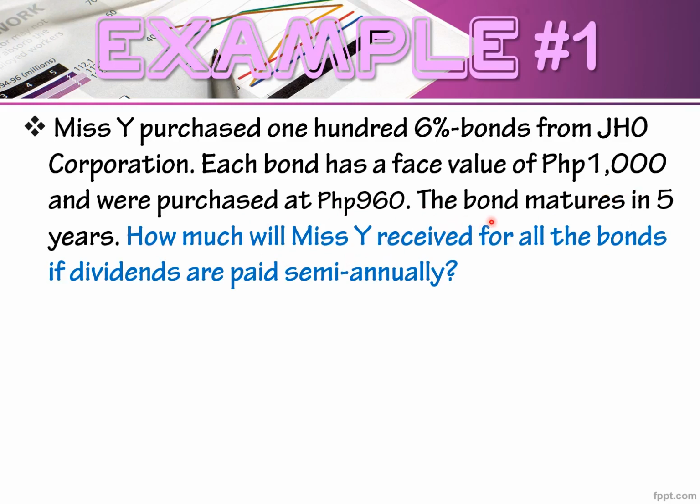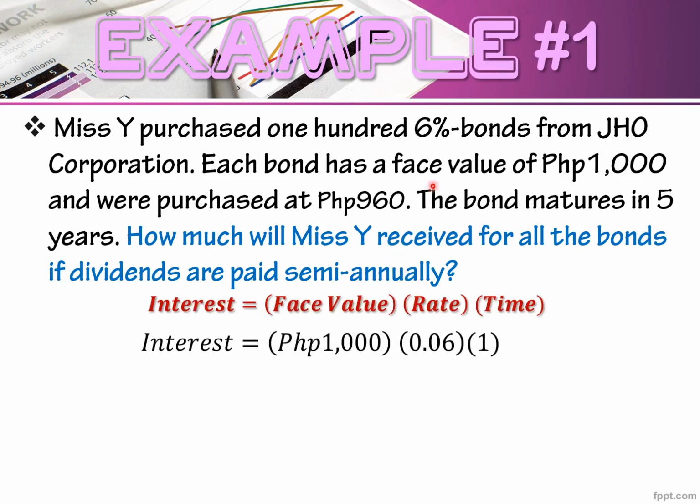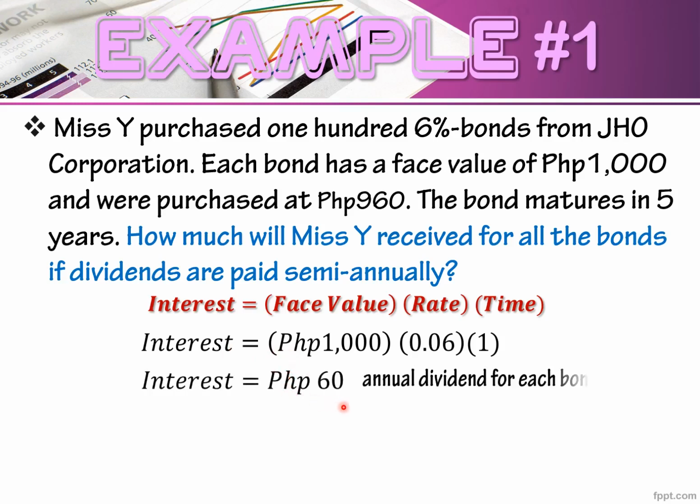So to compute for the dividends or the annual interest, we have face value, which is 1,000, times the rate, which is 6% or 0.06, times 1. Why 1, not 5? Because we are talking about annual interest. So we will just multiply it by 1. If we multiply by 5, that means the bondholder will receive annual interest for 5 years. Okay? So computing for the annual interest, you will have 60 pesos. That is the annual dividend for each bond.